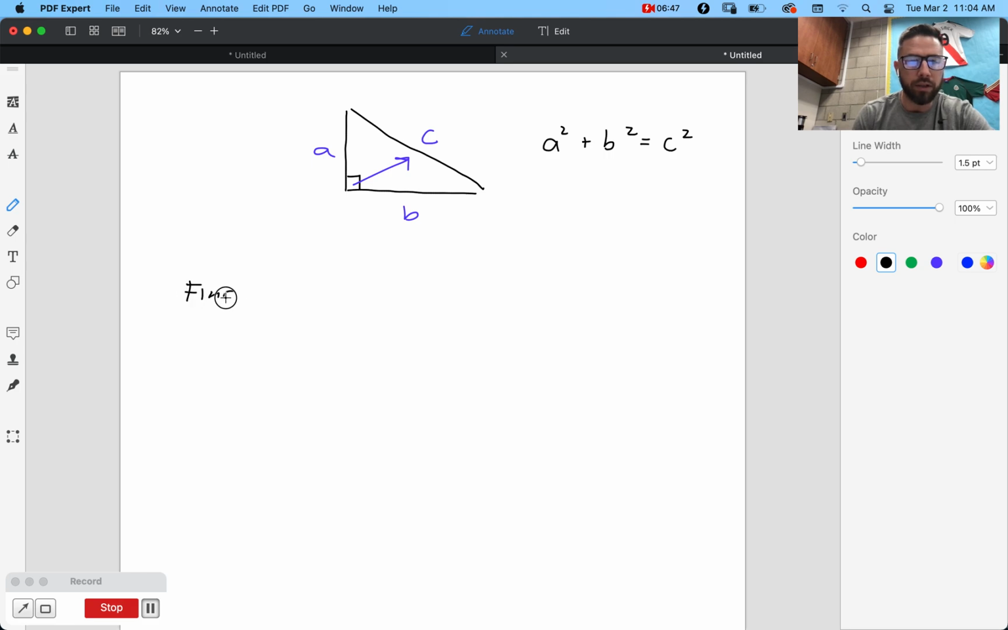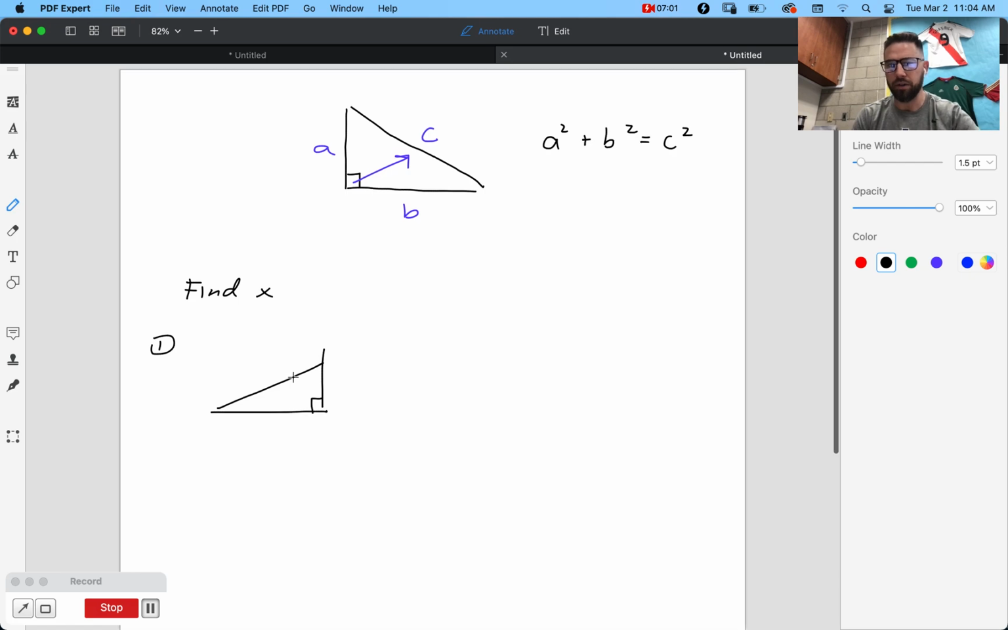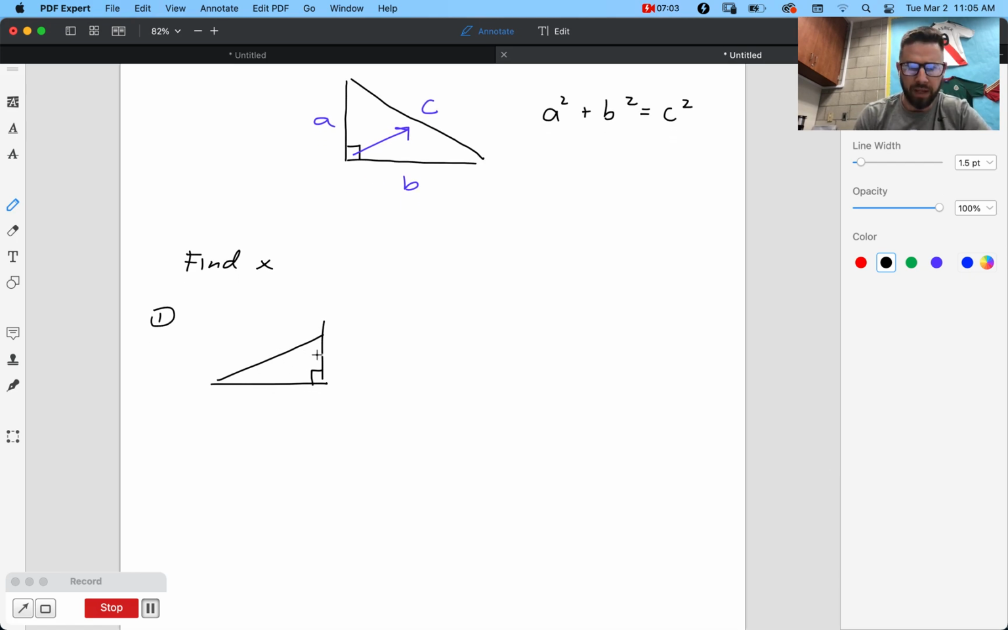So you're going to see questions that look like this. Find x or find whatever, and you're going to be given a right triangle. That's a horrible picture, but just imagine that it's a right triangle and it looks good. Now, you're going to get some numbers like 5, then you're going to get 12, and then they're going to say x.